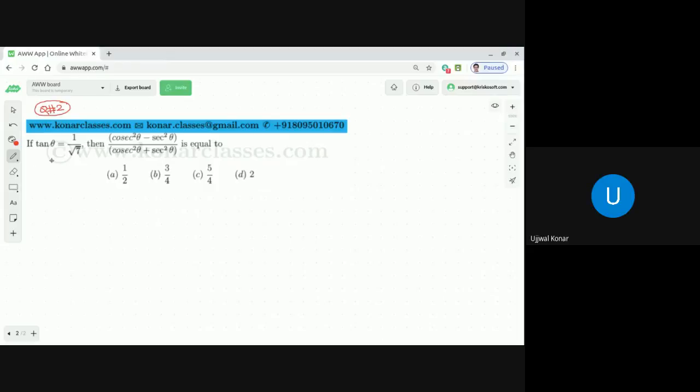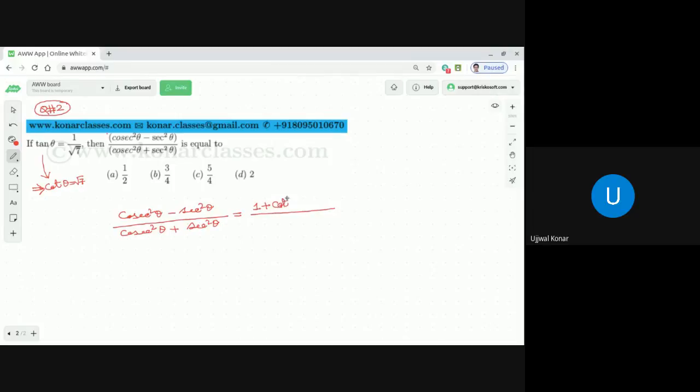Yes, sir. Okay. So as you got tan theta is equal to 1/√7, that implies cot theta is equal to √7. So now, this entire expression, cosec square theta minus sec square theta divided by cosec square theta plus sec square theta, we can express in terms of cot square theta and tan square theta. Cosec square theta is equal to what, dear students?